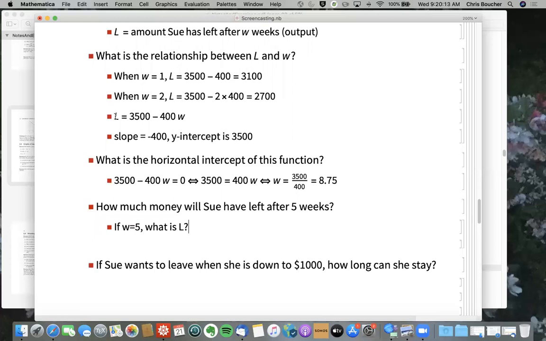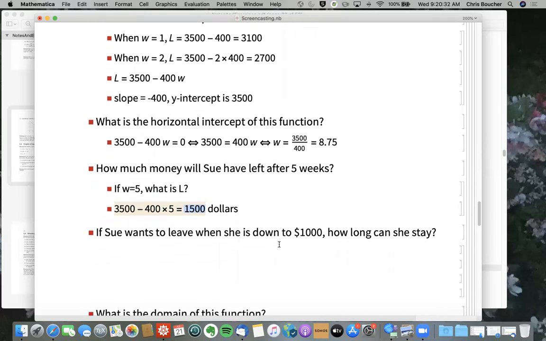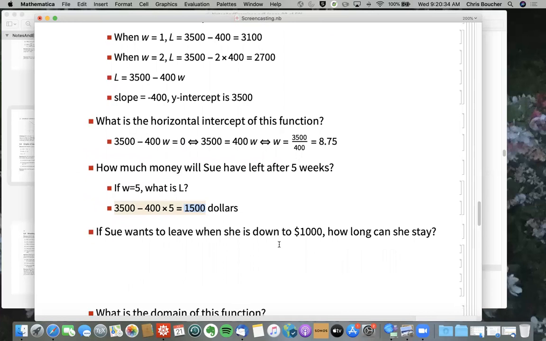And this is pretty straightforward for linear functions, right? If you know the value of one of the variables, you can just plug in and figure out the other one. So I think we do that here. Yep. So I plug in W equals 5 into the formula, do the calculation, and I come up with $1,500. And this next question is sort of the reverse direction, right?